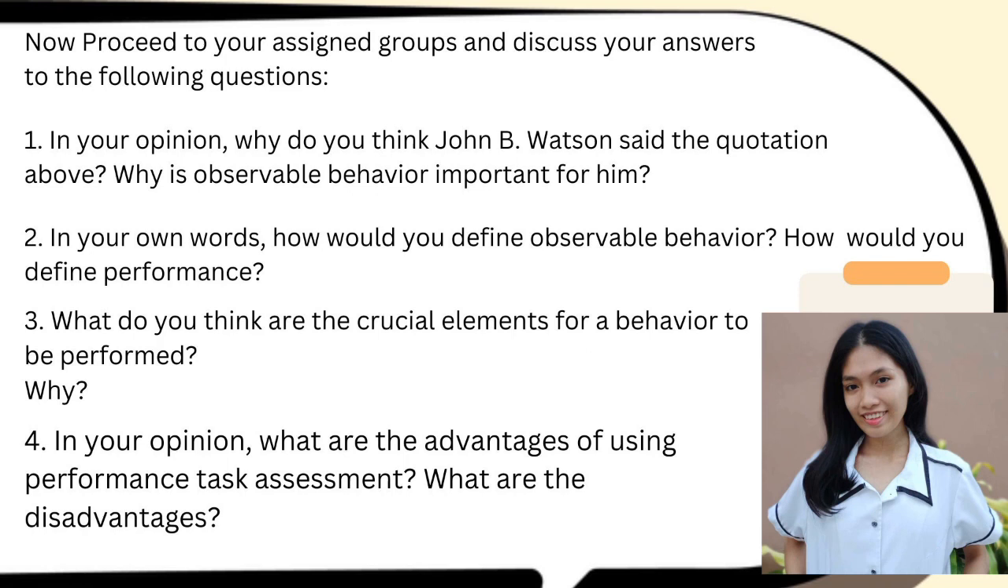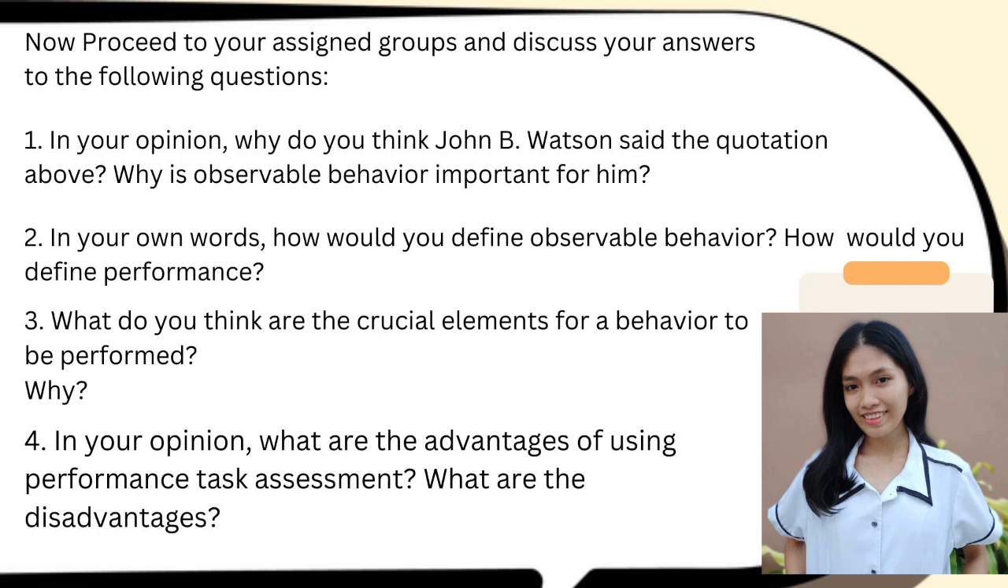Watson's emphasis on observable behavior can be attributed to his belief in behaviorism, a psychological theory that focuses on the study of observable behavior. So, ibig sabihin, itong quote niya ay nakapokus lang sa observable behavior at sa paniniwala kung saan possible itong sa pagkakaintindihan nila at sa predict of human action based sa stimuli and responses na individual experience in their environment.